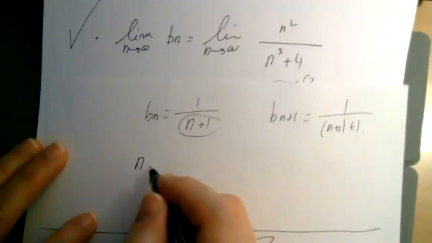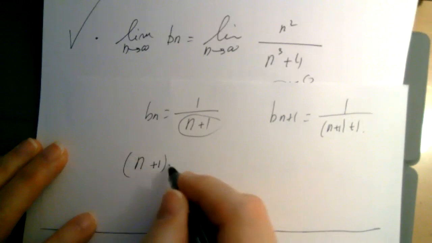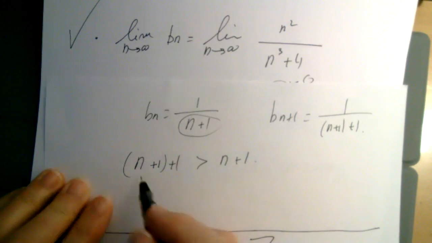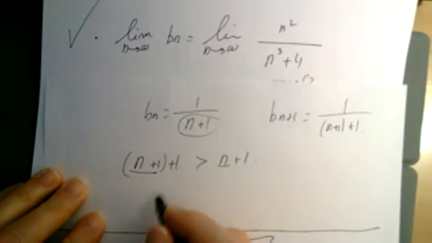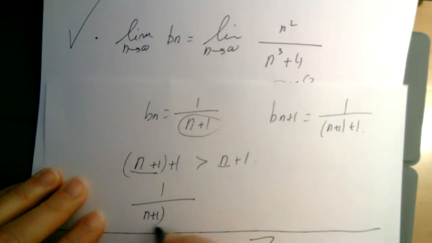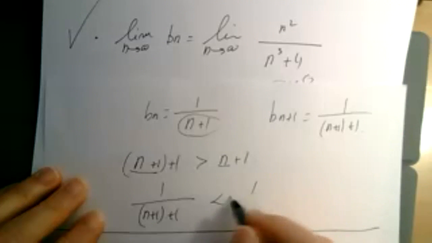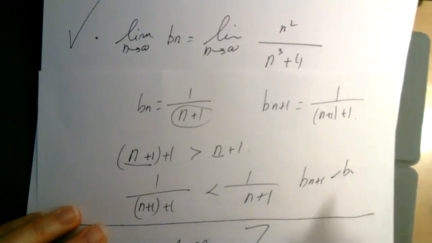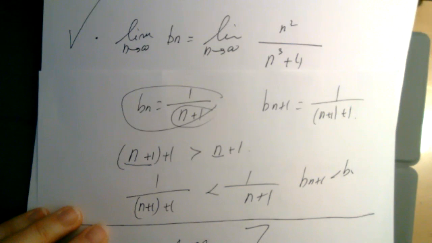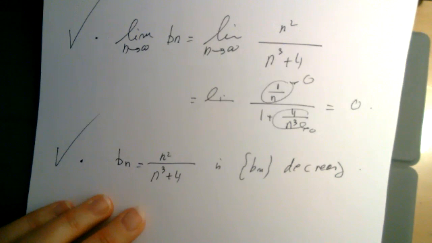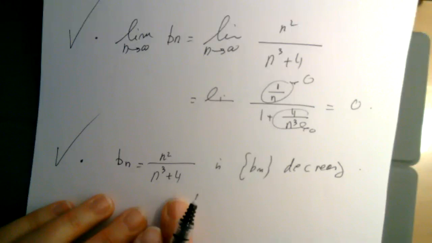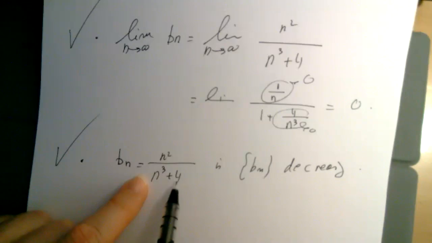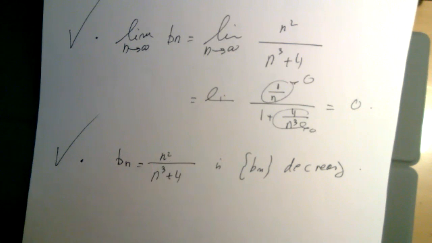I can tell you, okay, n plus 1 plus 1 is absolutely larger than n plus 1, because this n plus 1 is bigger than n. So when I flip them around, it's going to be less than that. It means Bn plus 1 is less than Bn. So in this scenario, decreasing is easy. In this scenario, decreasing is not easy at all, because when n becomes large, the denominator gets larger and the numerator gets larger. So it's a little bit harder.